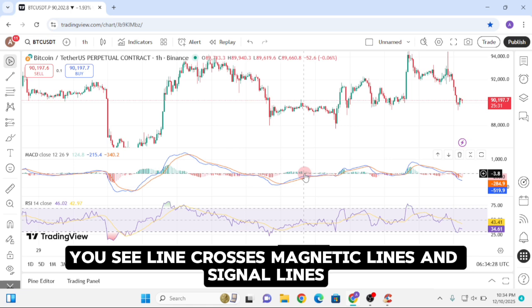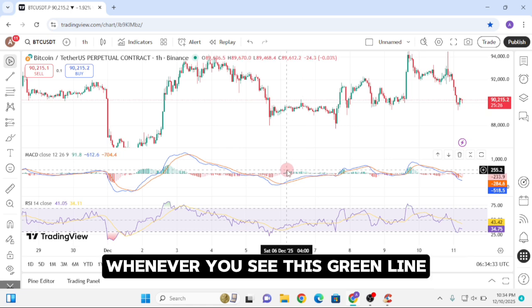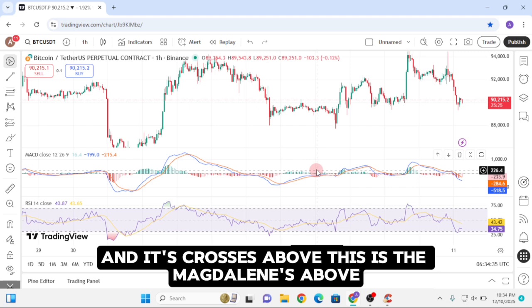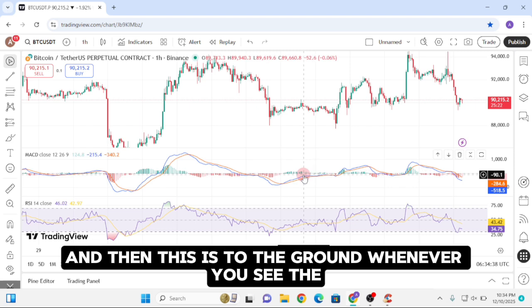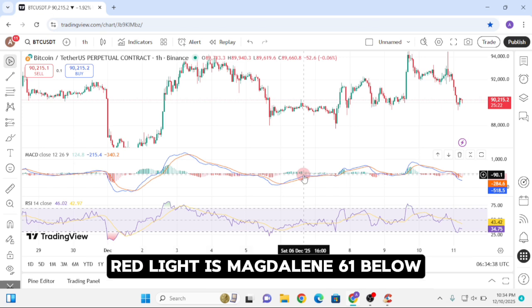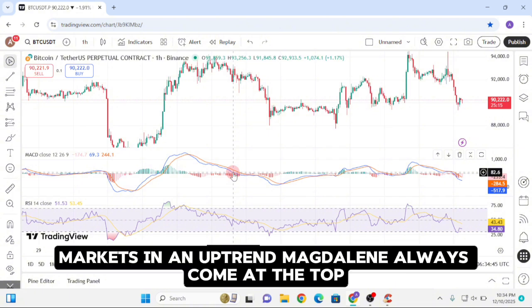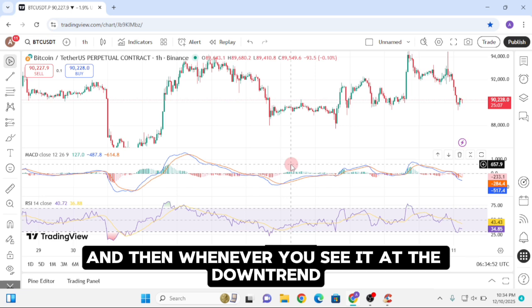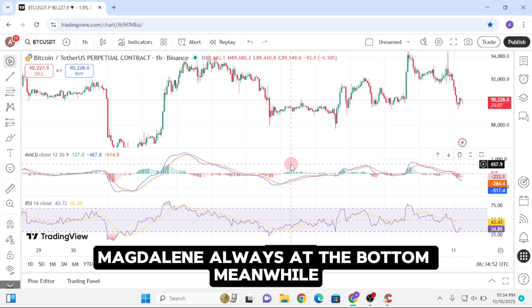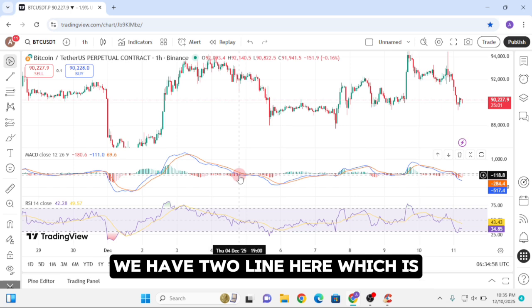color, you see line crossings, MACD lines and signal lines. Whenever you see the green, the MACD line is above, and whenever you see the red like this, the MACD line is below. Whenever the market is in an uptrend, the MACD line is always at the top, and whenever it is in a downtrend, the MACD line is always at the bottom. Meanwhile, we have two lines here, the MACD line and the signal line.